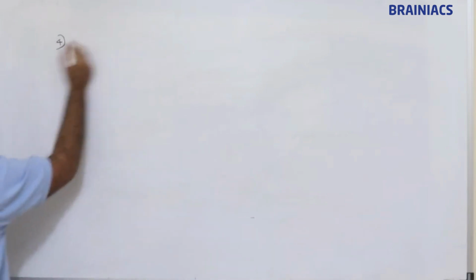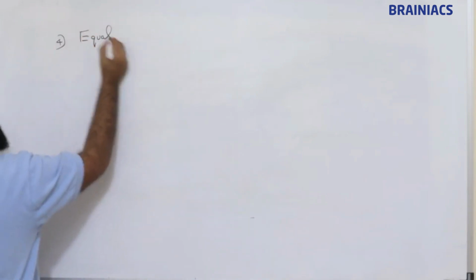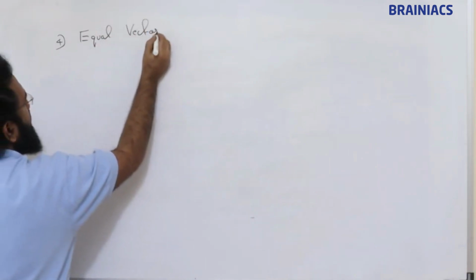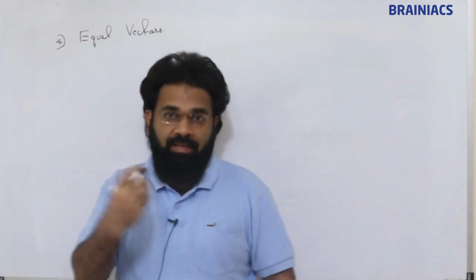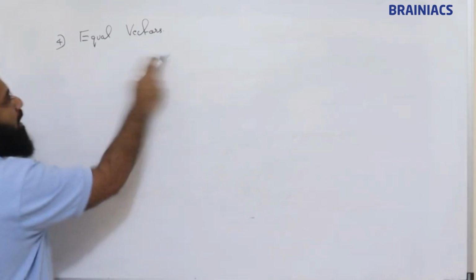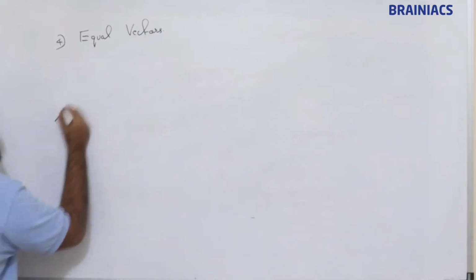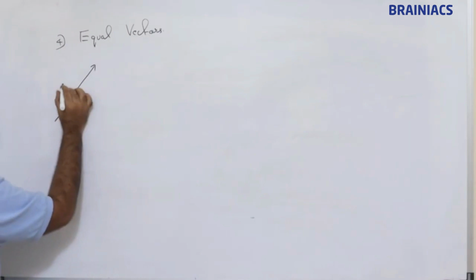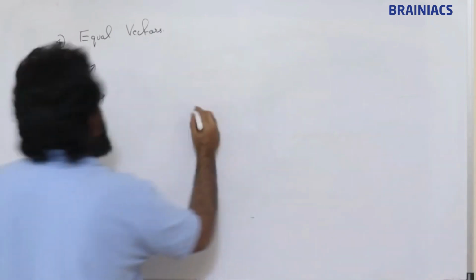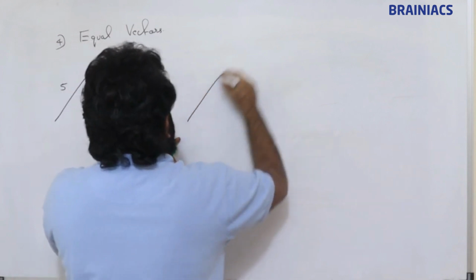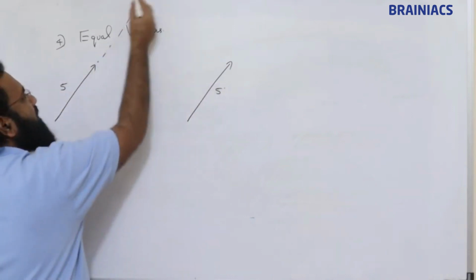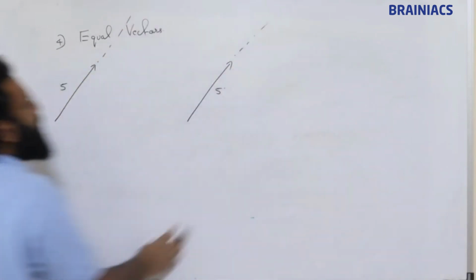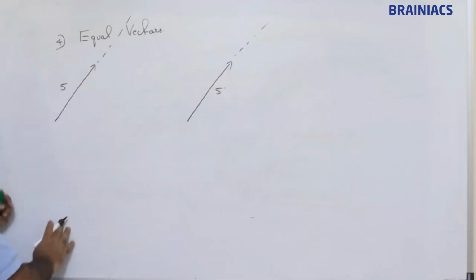Another one, 4. Equal vectors. All these classifications, this is important. Sometimes a question can come. Equal vectors is nothing but, suppose I draw one vector here, its magnitude is 5 units. I draw another vector here. This is also 5 units. Whichever direction it is pointing, this is also pointing in the same direction. So these both are equal vectors.